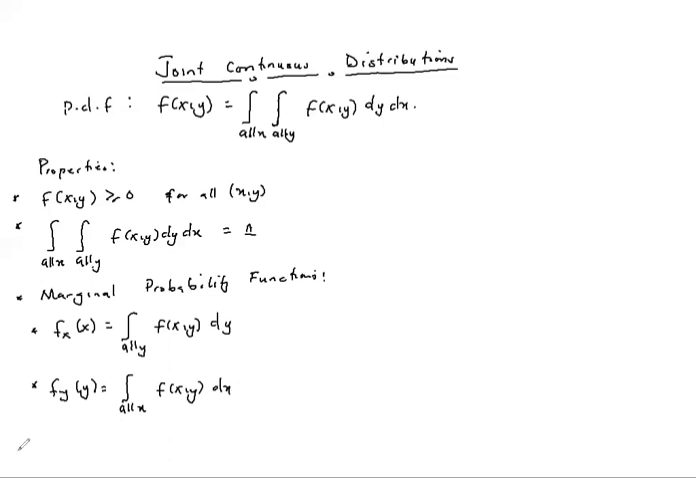So even here, it's the same thing. If x and y are independent, then we are saying that f of x,y should be equal to f of x, f of y, like that. So next, we'll look at the example now.